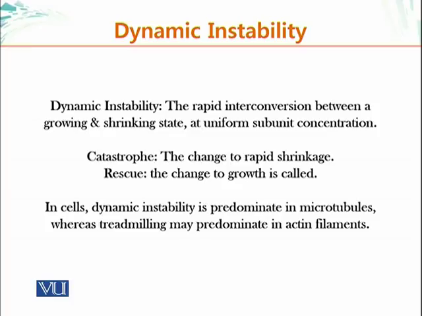Don't worry, I will show you again a little video of this dynamic instability, so the concept will become more clear. But terms I do need to tell you about. Catastrophe is the change to rapid shrinkage. Rescue is the change to growth. In cells, dynamic instability is predominant in microtubules, whereas treadmilling may predominate in actin filaments, as I mentioned earlier.